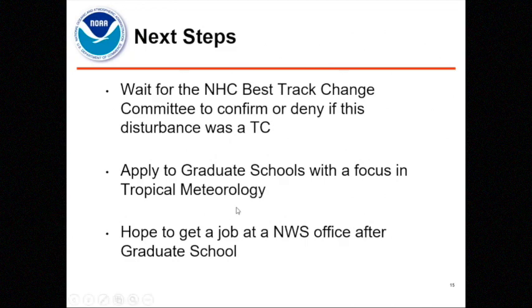And my next steps: I have to wait for the National Hurricane Center Best Track Committee to confirm or deny if this disturbance was a tropical cyclone. At the end of the season, they will decide if my results show that this was a tropical cyclone. So I think it'll be sometime at the end of November or December when I will find out. Besides that, I plan to apply to graduate schools with a focus in tropical meteorology. I'm still not sure what schools I want to apply to, but I do know I want to focus on tropical meteorology. After I get my master's degree, I hope to get a job at a National Weather Service office, and possibly even the National Hurricane Center one day.